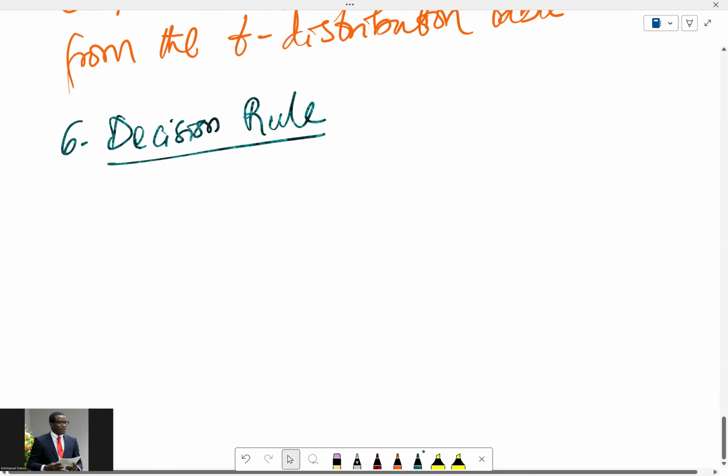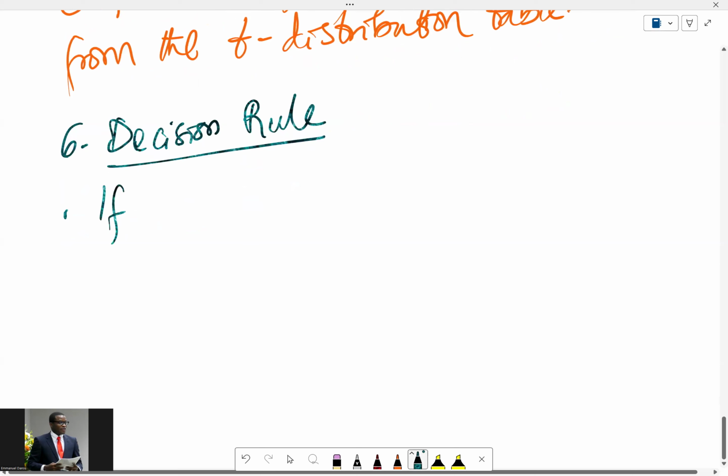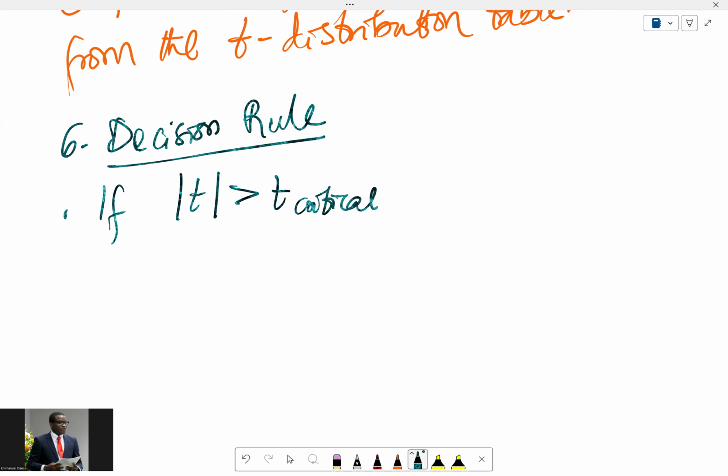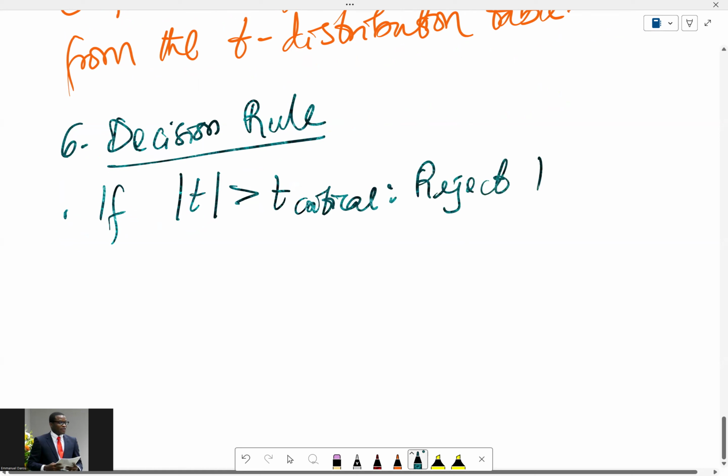So then you have the decision rule, and there are two of them. If the absolute value of t, that's the test statistic, is greater than the t critical, that's the critical t you get from the table, right? You just reject H naught. So your calculated t should not exceed the critical t.